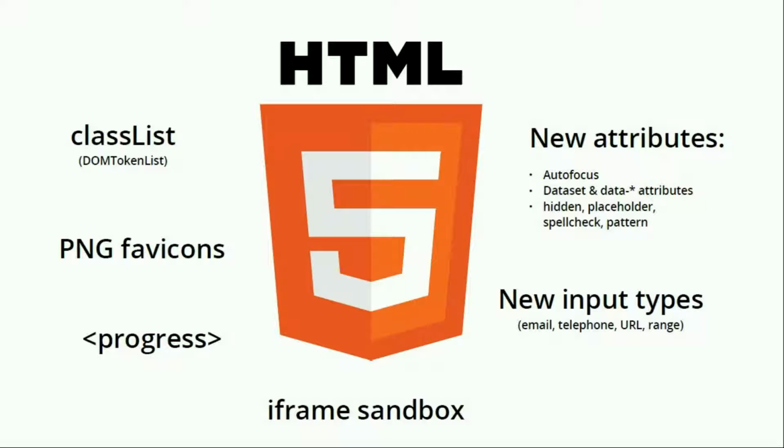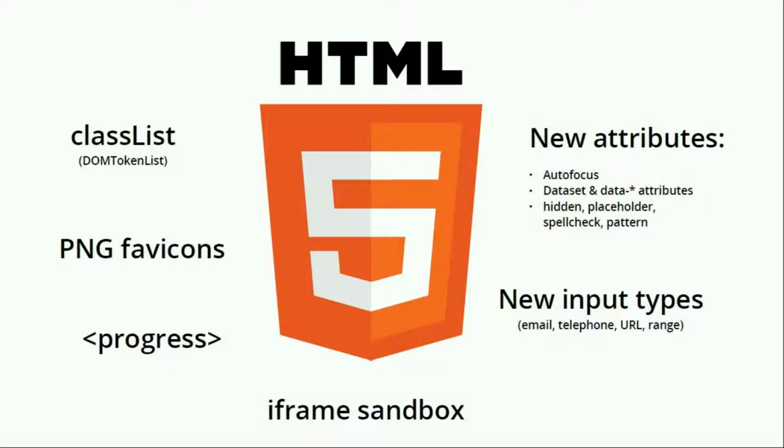Other attributes that have full support would be the autofocus, which is self-explanatory. Dataset and data attributes, which are already used a lot with JavaScript and various JavaScript frameworks to hold and pass data. And finally, we can end with the placeholder or spellcheck.